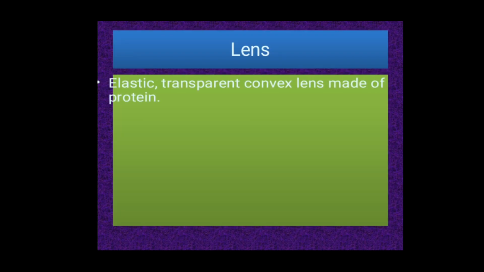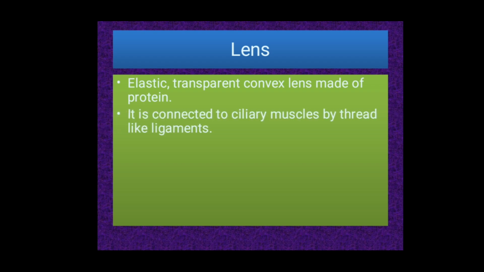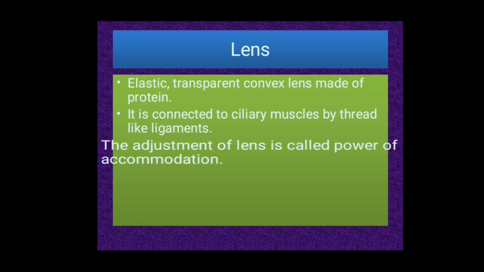Okay. Now let's see the peculiarity of our lens. Human lens is elastic in nature. That means they are able to stretch and contract back. Transparent in nature, allow the light rays to pass through, and the most important feature is that they are convex in nature. So elastic, transparent, convex lens made up of protein. It is connected to ciliary muscle by thread-like ligaments that we have already mentioned.